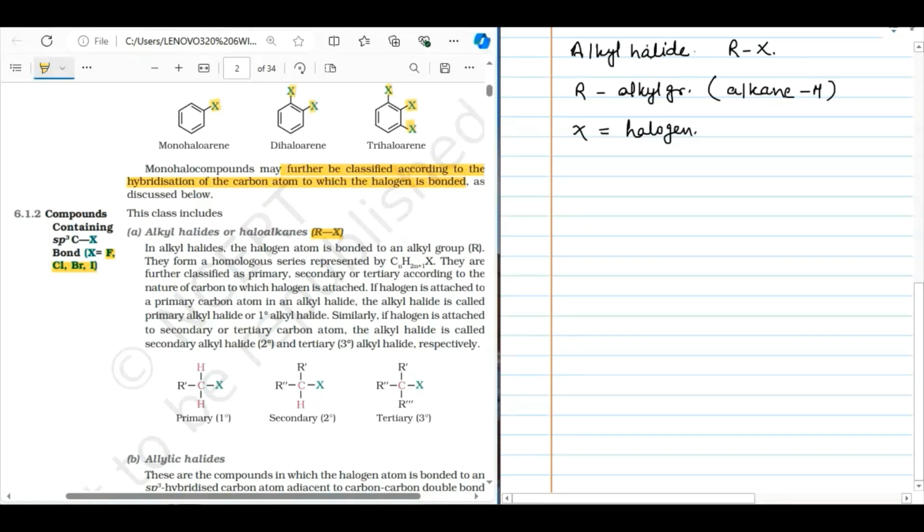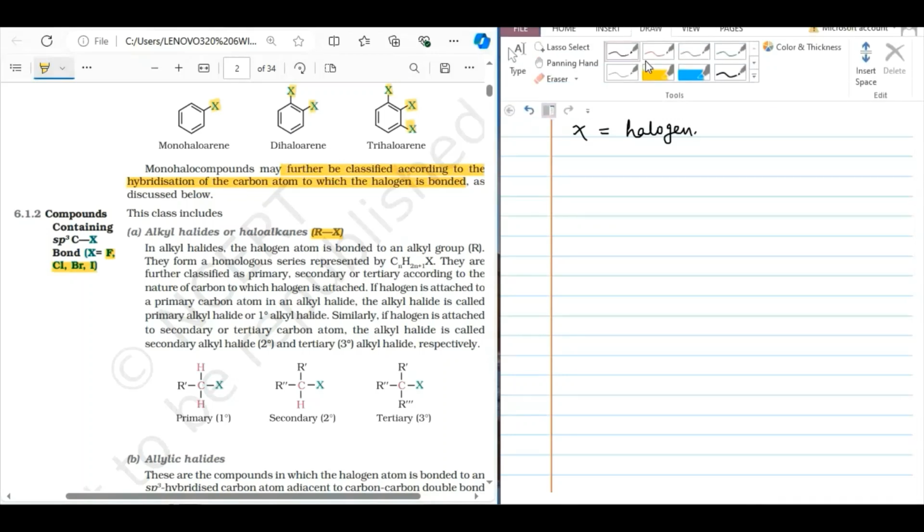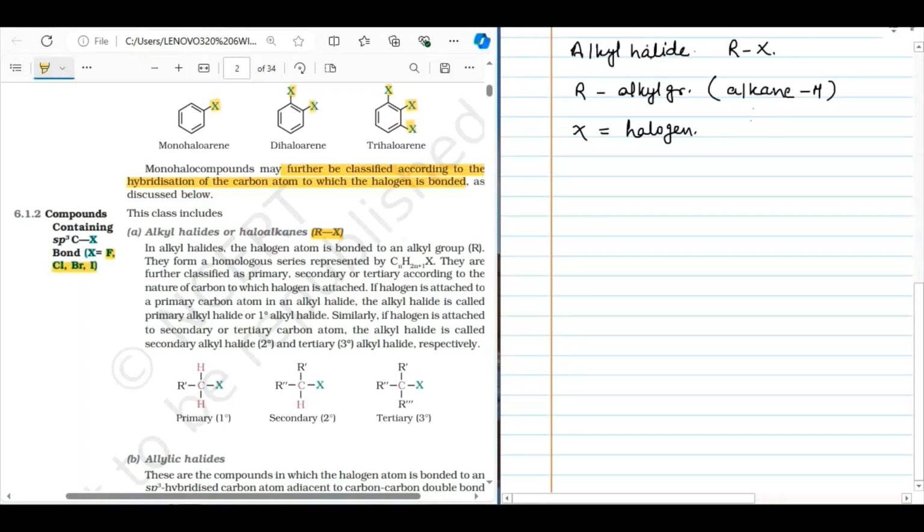When you substitute one hydrogen from alkane, you will get alkyl group. For the alkane, you know the formula. What is the formula for alkane? CnH2n+2. And here I asked you to substitute one hydrogen from here. So when you substitute one hydrogen, the formula becomes CnH2n+1. And here we have replaced this hydrogen with the halogen. So CnH2n+1 halogen. So this is the formula for the alkyl halide.